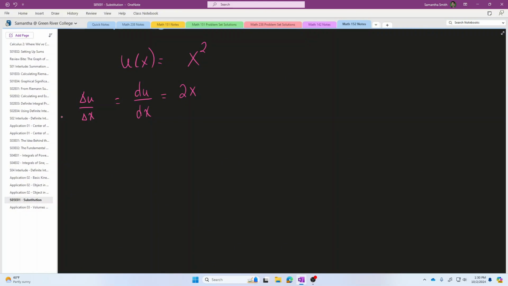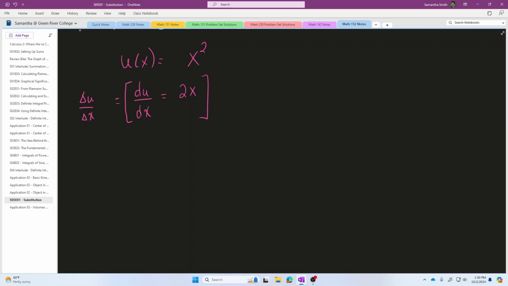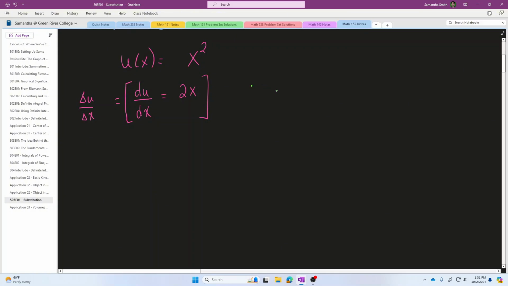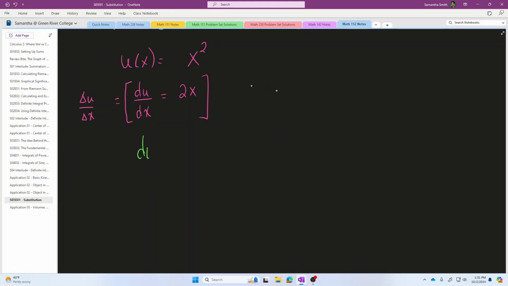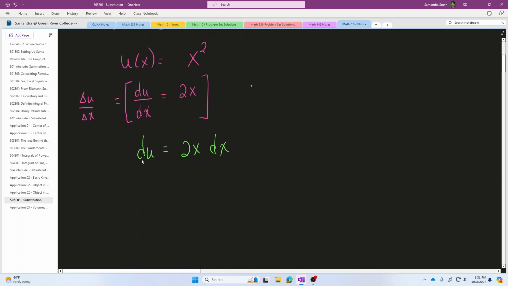Now, if I think about the du and the dx as two separate quantities, then in this equation I can multiply both sides by a copy of dx. I can clear the fractions in this equation and separate the dx from the du. If I do that, this expression turns into du, a small change in u values, is equal to 2x times the small change in x values. This equation would be equivalent to what we've written up here, just with the du and the dx separated.